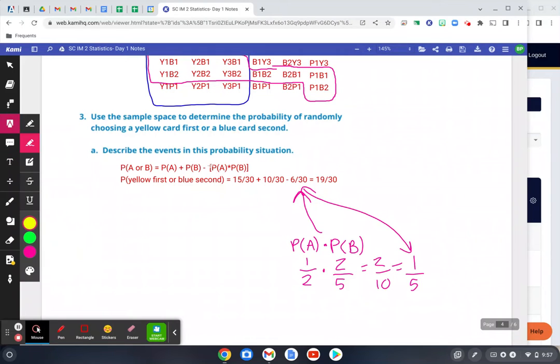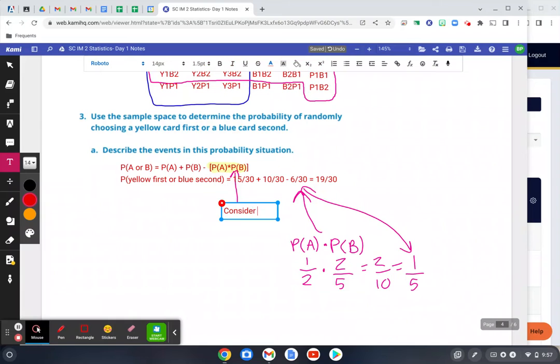This right here, whenever we're doing the "and" portion of the probability, this we have to consider jointly. Okay, I'm going to type that out. We are going to consider jointly, okay? Meaning that when we consider the second probability, we have to assume that the first has already occurred.